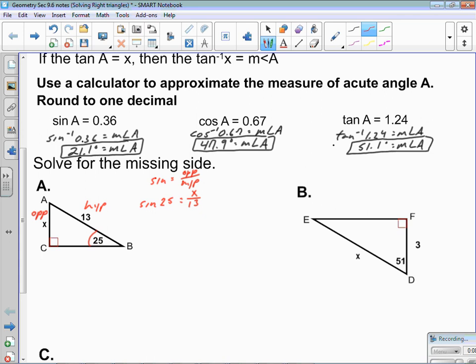And then if we wanted to solve for x in this case, what would we need to do? Get x by itself.